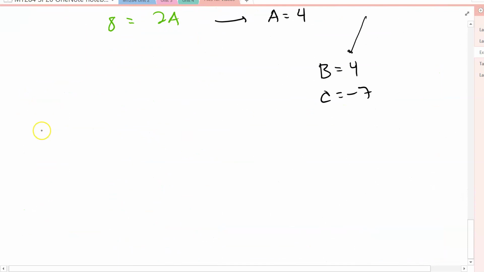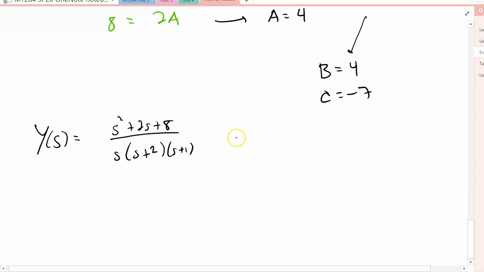So we took the Laplace transform of our differential equation and then isolated the Laplace transform, which we're writing as capital Y. That gave us s squared plus 2s plus 8 over s times s plus 2, pardon me, in the factored form, times s plus 1. What we've just shown is that can equal a over s, well, we come up with 4 for a, plus b over s plus 2, plus c over s plus 1, and we came up with 4 and -7 here.